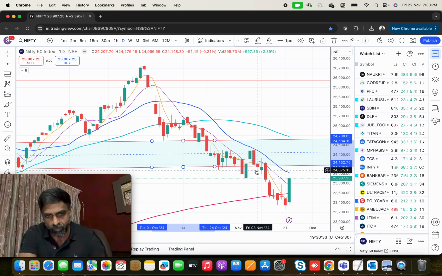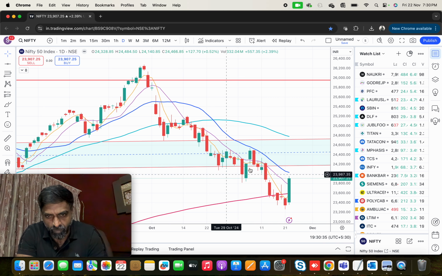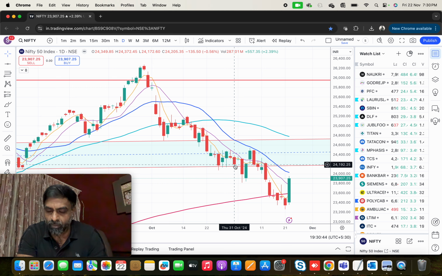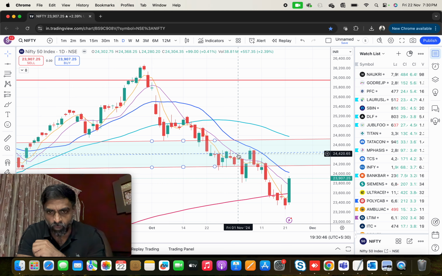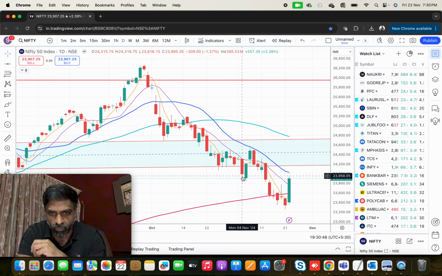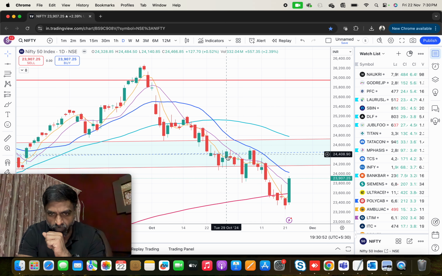Now again, if you see here also the same thing, this area touched, so it tried to go to the middle of the channel, could not cross the middle of the channel, and again came to the bottom of the channel. Now typically what happens in this kind of scenario is that the probability of going down is higher. It went down and came back, but let's bring it down from this middle of the channel.